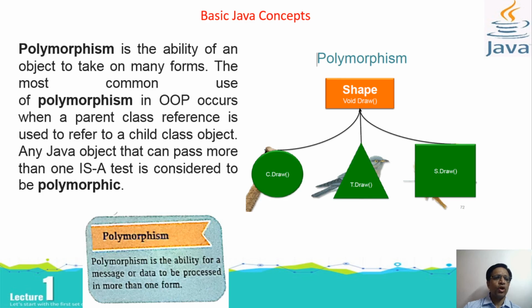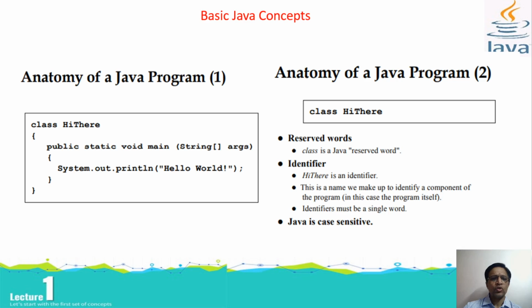We talked about polymorphism. Polymorphism is the ability for a message or the data to be processed in more than one form. Suppose we have any data, so we derive certain results from the data as per our requirement, and from the same data we derive another kind of result for another requirement. So that is again a concept of polymorphism. Here again it is represented through an example also.